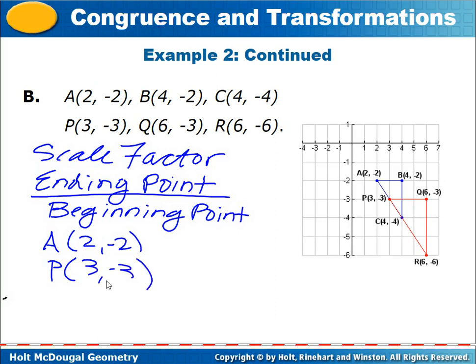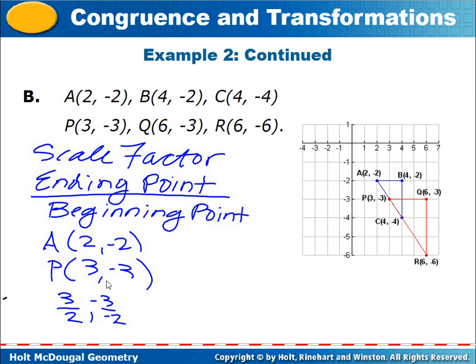So what we're going to do is take this ending point P, we're going to take 3 over 2. I think that's my scale factor, and we're just going to start comparing this with all our points. So notice that -3 over -2, two negatives over each other, turn it into a positive, so that's still 3 over 2. So that's our scale factor for those 2 points. Let's go on and check the next ones.